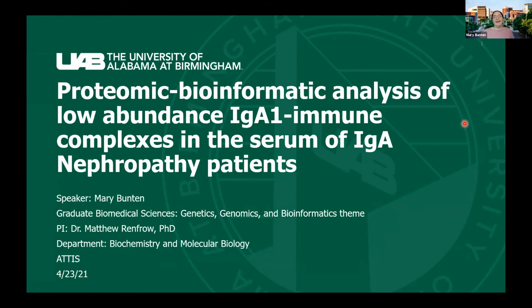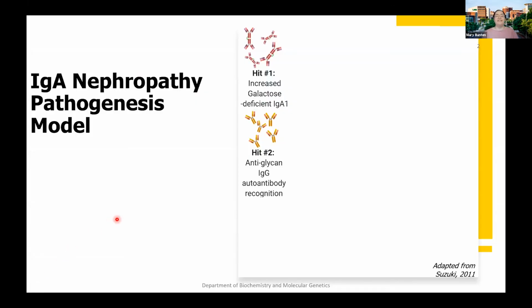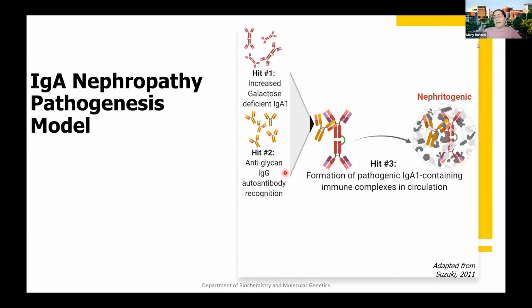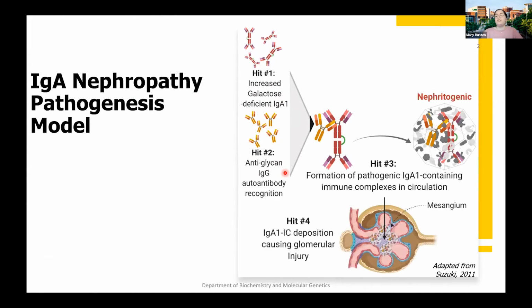Hi, my name is Mary, and today I'm going to be talking about how we are developing a proteomic bioinformatic workflow to look at low abundant IgA1 immune complexes in the serum of IgA nephropathy patients. Just to give you a brief background in the pathogenesis of the disease, IgA nephropathy, we start here with our patients seeing an increased level of galactose deficient IgA1. In hit number two, an anti-glycan IgG autoantibody specifically recognizes that GAL deficiency. Upon binding, they form pathogenic IgA1-containing immune complexes in the circulatory system, which then travel into the mesangium of the glomerulus and the kidney and cause injury.